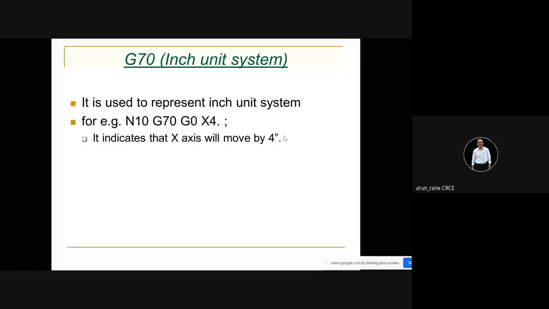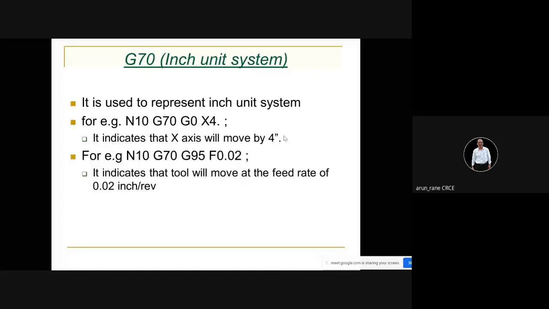Then if you are using G0, you know that's rapid movement. And if G70, G95, suppose you are using an F0.02, okay, so G95 stands for feed rate per revolution. So what is the meaning of this G95 F0.02? It means the feed is 0.02 inch per revolution.